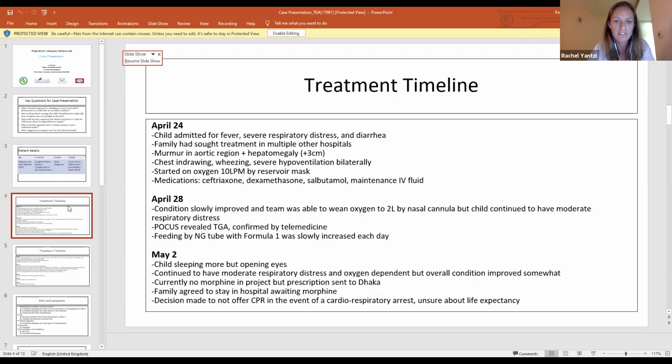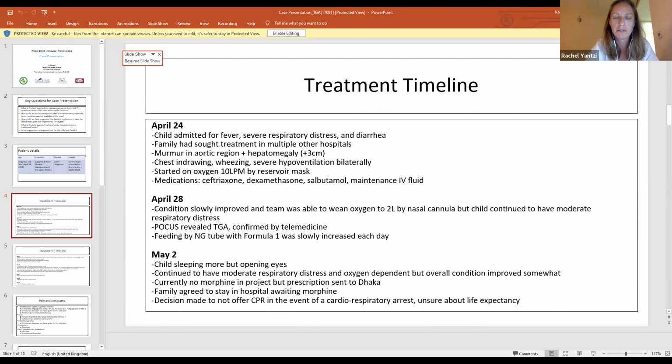Here we go. Perfect. So this child was with us for quite a while. So I'm just going to quickly go through a bit of a timeline so you have a sense of what we did for this family. The child was admitted on April 24th. The family reported to us that they had been trying to seek care at several other hospitals and the child wasn't improving. So they came to us.